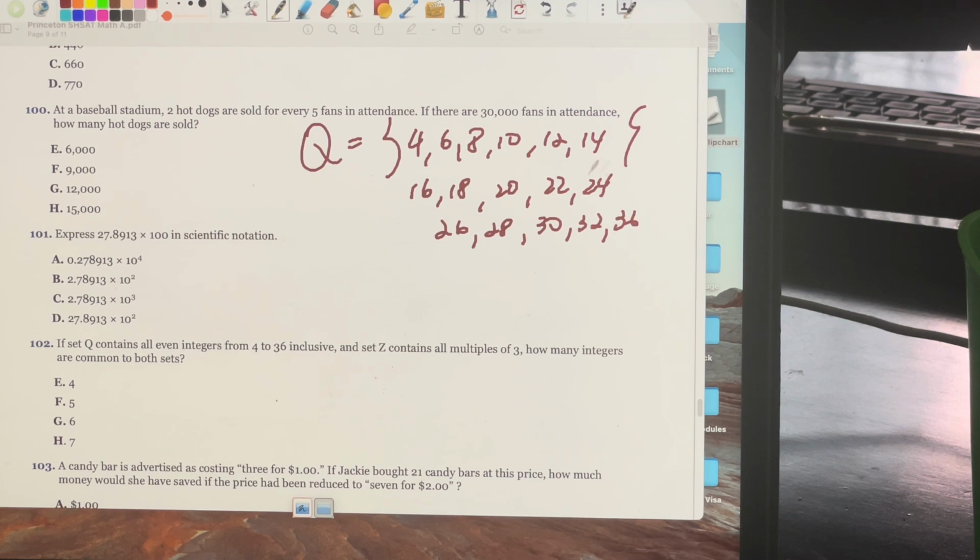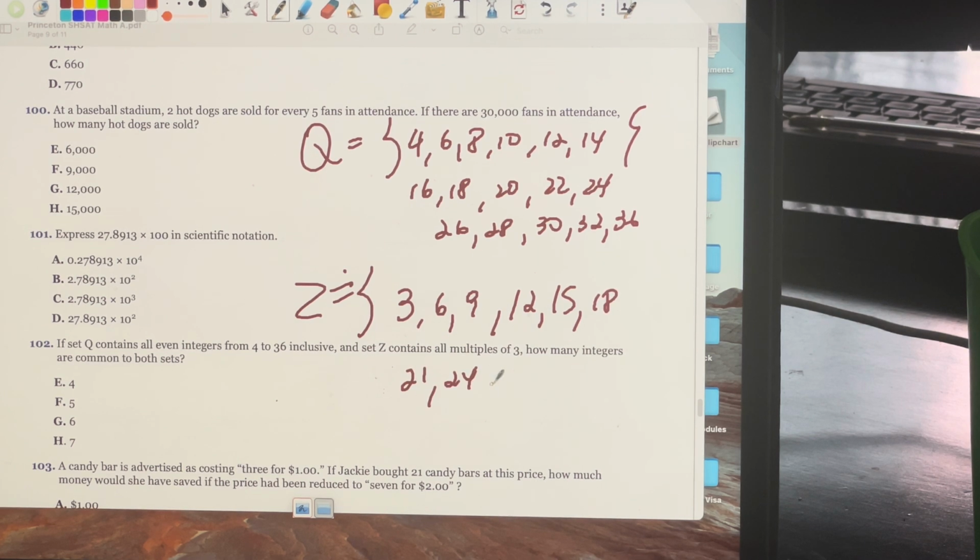36, right? And then Z is all the integers, what? Multiples of 3. All right, so all the multiples of 3, I'm not gonna write them all down, but 3, 6, 9, 12, 15, 18, 21, 24, 27, 30, 33, 36, all right? And then obviously more this side and more that side.